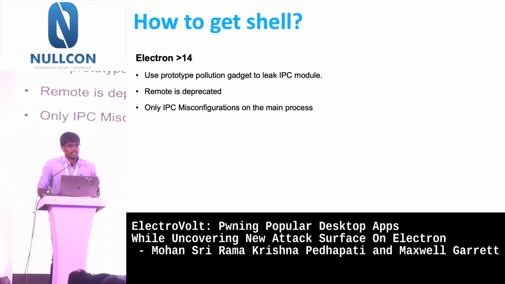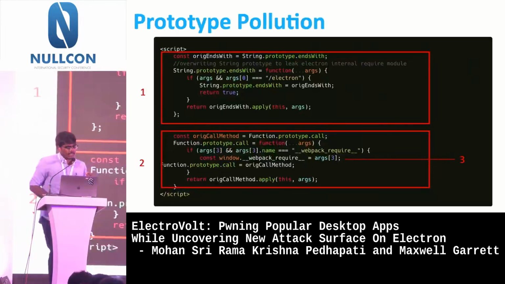So here, the ways to get remote code execution are to find Electron-specific IPC misconfigurations or application-specific IPC misconfigurations. Even with the context isolation disabled, we need to somehow mess with the Electron internal code and leak the IPC module. So this is the gadget we used to leak the IPC module.